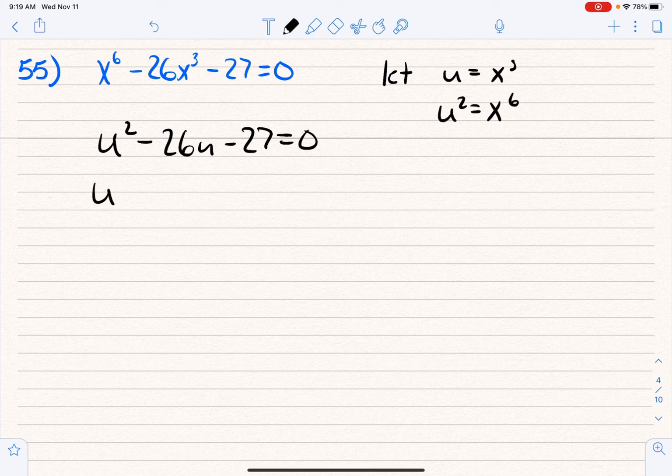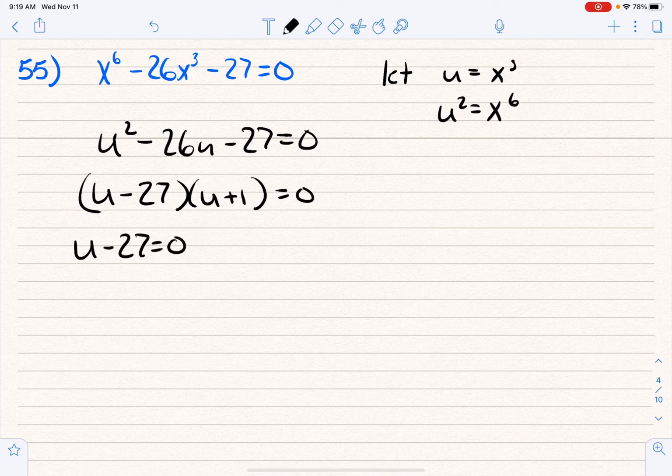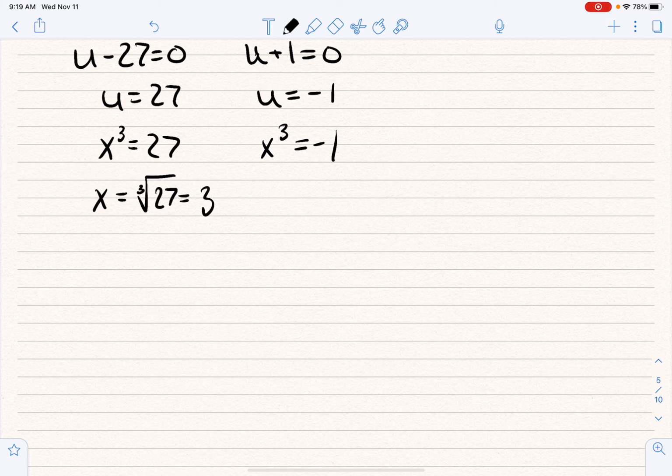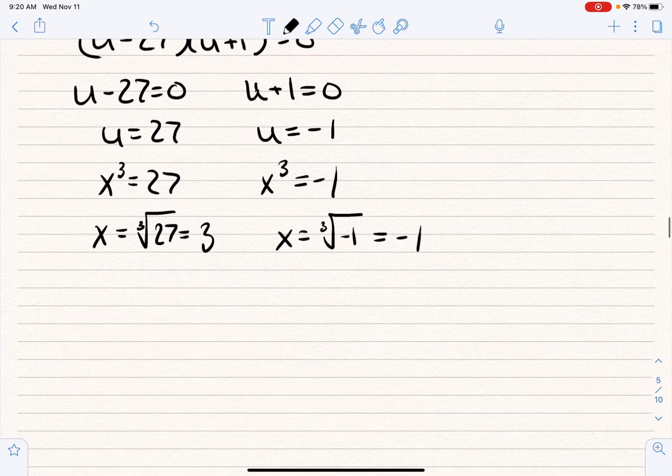to u minus 27 times u plus 1 equals 0, which would mean that u minus 27 is equal to 0, or u is equal to 27, or u plus 1 is equal to 0, so therefore u is negative 1. Resubstitute, and you get x cubed is 27, or x cubed is negative 1. At this point, take the cube root of both sides, and x is equal to the cube root of 27, which is 3, or x is equal to the cube root of negative 1, which is negative 1. And those are my two values, 3 and negative 1.